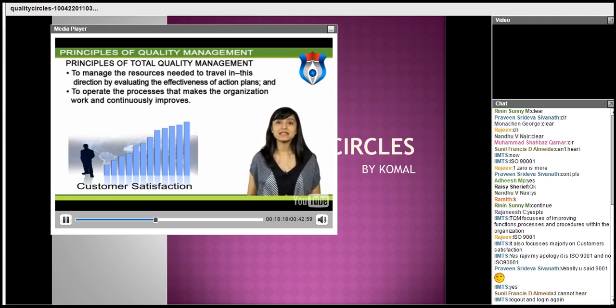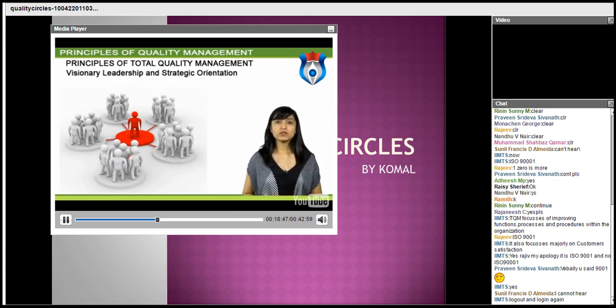A company should select performance measures and indicators that best represent the factors that lead to improved customer, operational, and financial performance. These typically include customer satisfaction, product and service performance, market assessments, competitive comparisons, supplier performance, employee performance, cost and financial performance. Visionary leadership and strategic orientation.